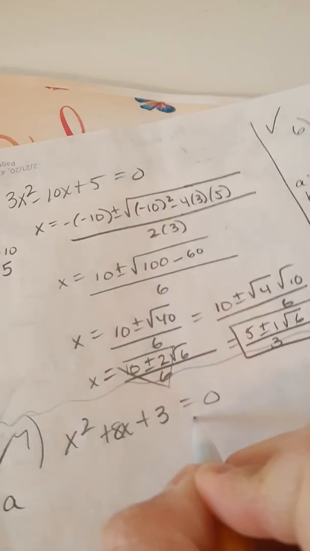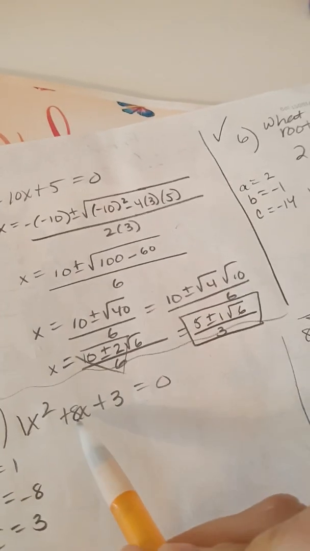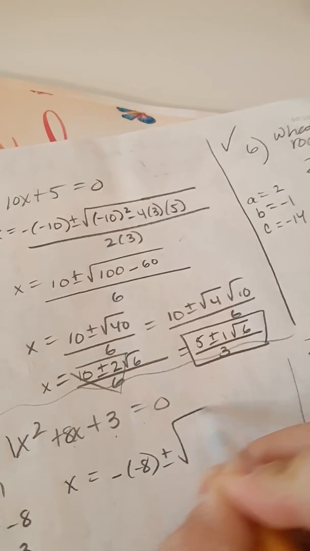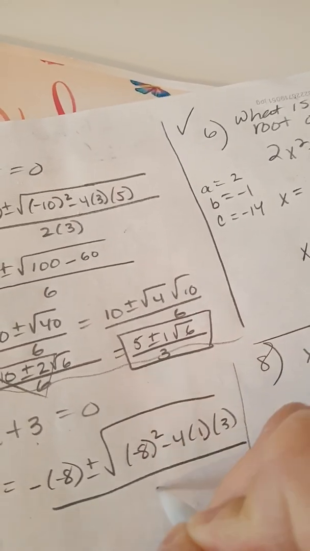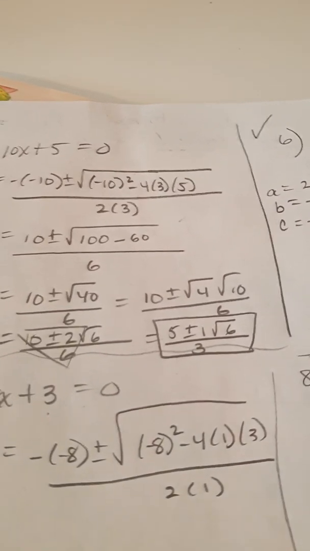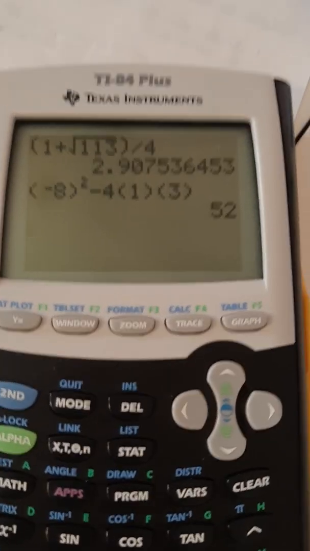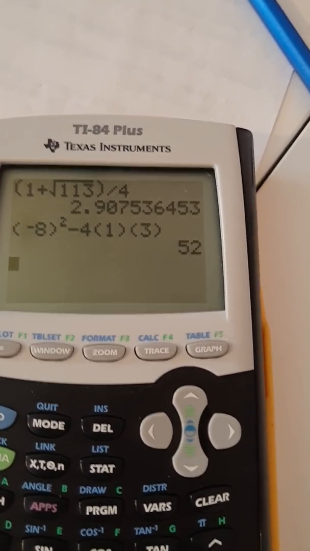All right, last problem. It's set equal to 0, so we're good to go. A, B, and C, A is 1, goes with the x squared, B goes with the x, C goes with the 3. So x equals negative negative 8 plus or minus the square root of B squared minus 4AC all over 2 times 1. So typing this in the calculator, I'm getting 52. Making sure I typed that correctly. I did. So I'm getting 8 because the double negative gives me a positive. The square root of 52 divided by 2.